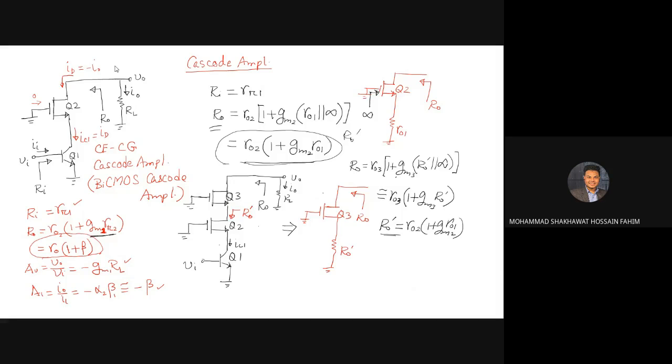No, sir. Sir, but why are we increasing this output resistance so much? Yeah, that's a good question. What do you think?